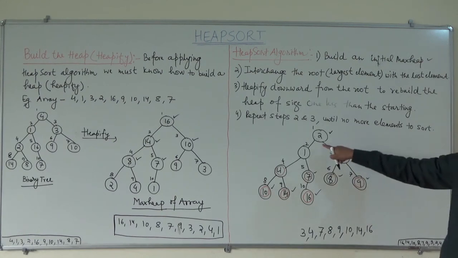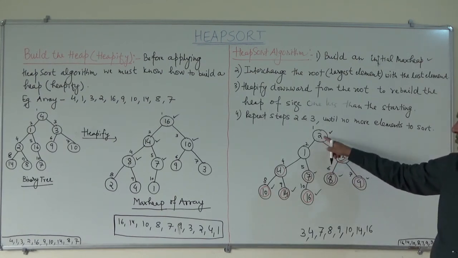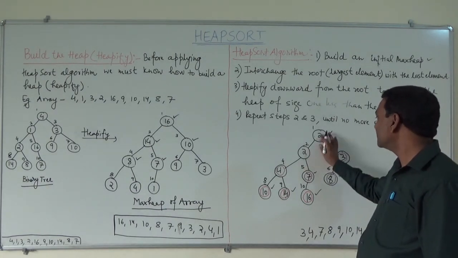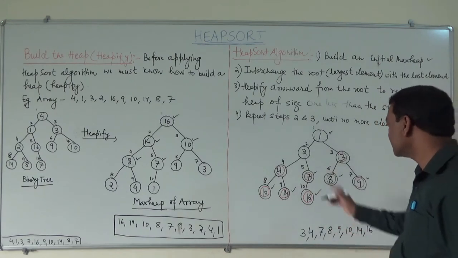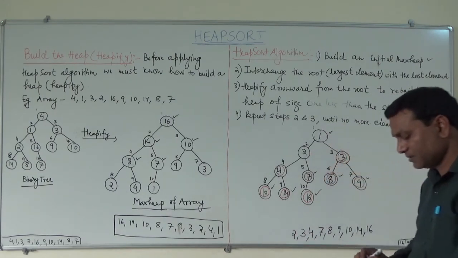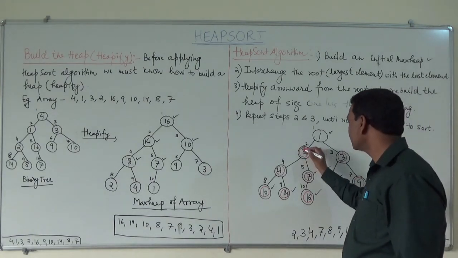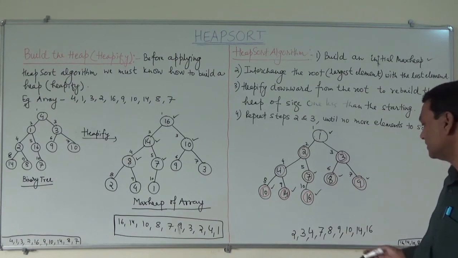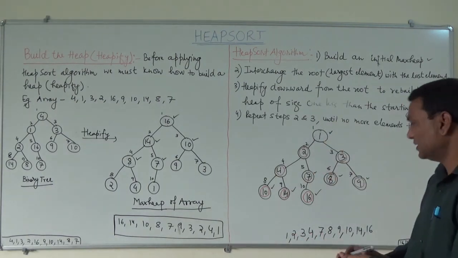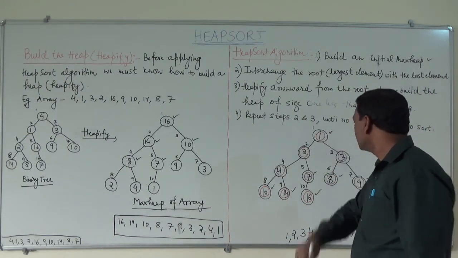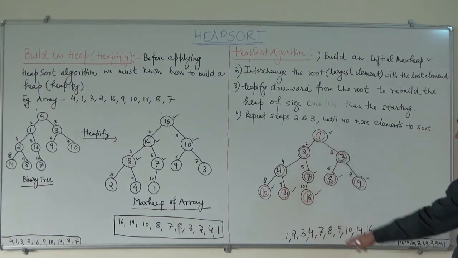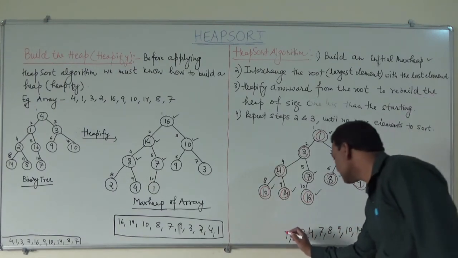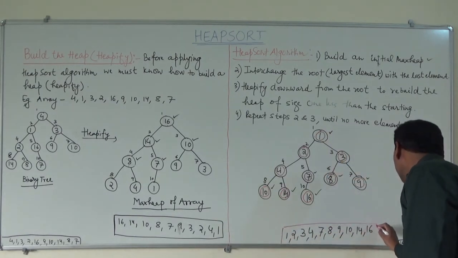Now we can interchange the root with the last element. So root is 2 and the last element is 1, so we can interchange these 2. So this will be 2 and this will be 1. So we can say this 2 is sorted. It has come in its final position. So this is 2. Now it is remaining with the 1 element. So it is also sorted. So we can write it here 1. And this is also sorted. So we can say all these 10 elements are sorted. This is 1st, 2nd, 3rd, 4th, 5th, 6th, 7th, 8th, 9th and 10th. So these 10 elements of the array have been sorted.